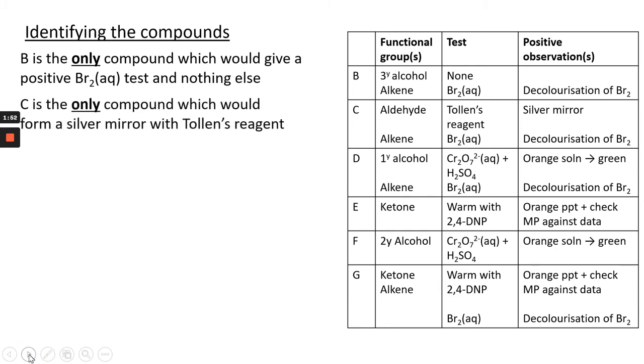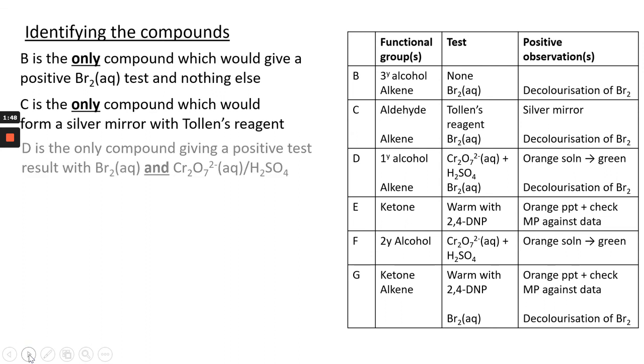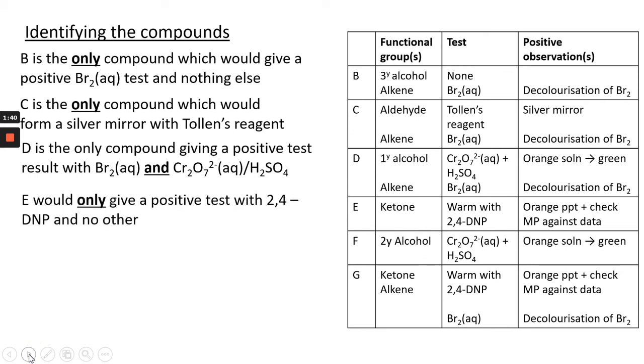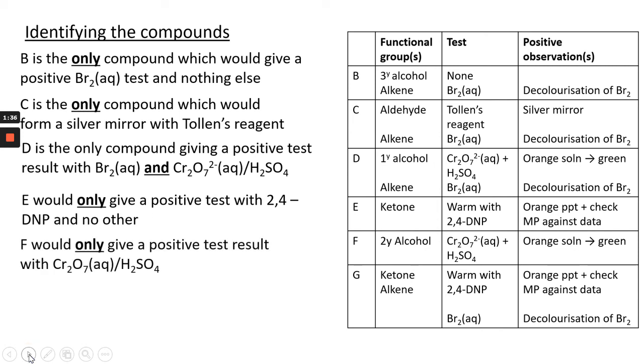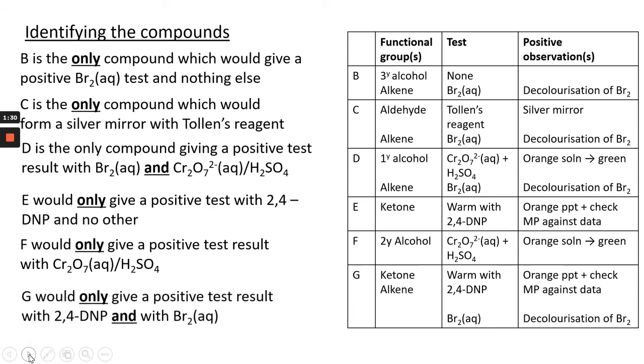C is the only compound which will form a silver mirror with Tollens' reagent. D is the only compound giving a positive test result with Br2 and acidified dichromate. E would only give a positive test with 2,4-DNP and nothing else. And F would only give a positive test result with acidified dichromate. And finally, G would only give a positive test result with both 2,4-DNP and with Br2.